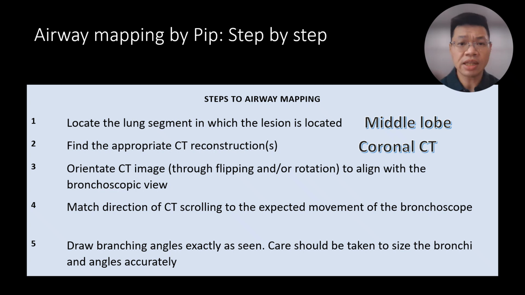Now that we have located the mass in the middle lobe and decided to use the coronal CT, we then need to proceed to steps 3 and 4, which is to orientate the CT image through flipping and/or rotation to align with the bronchoscopic view, and to match the direction of our CT scrolling to the expected movement of the bronchoscope.